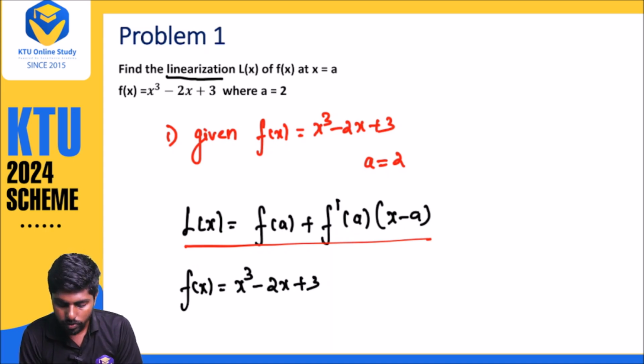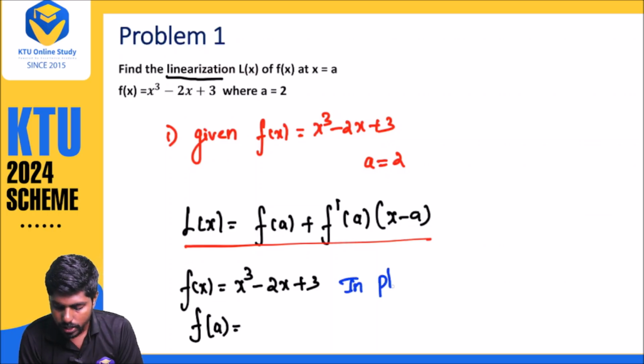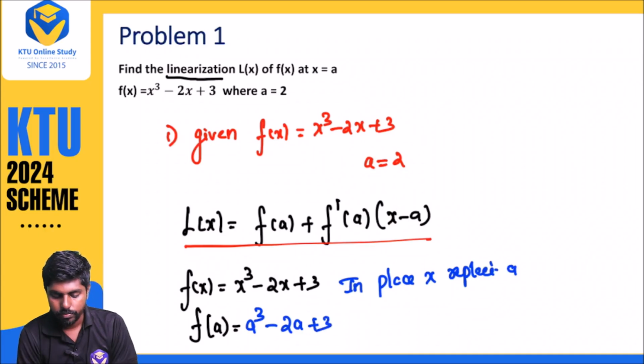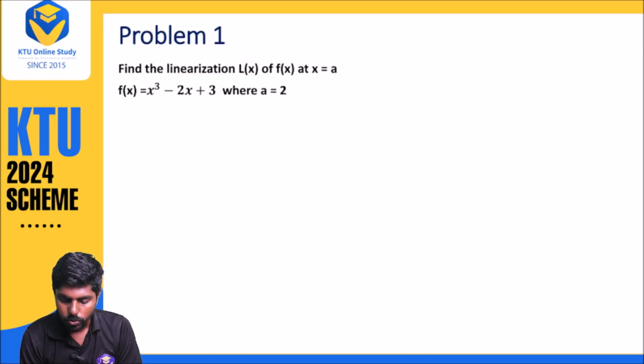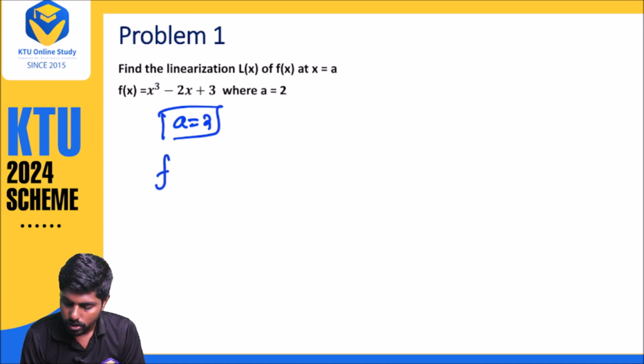So what is f of a? f of a is none other than, in place of x, just substitute a. In place of x, replace a. So it will be a cube minus 2a plus 3. And what have they given us for a? Here a is equal to 2 they have given. So f of a is equal to a cube minus 2a plus 3.